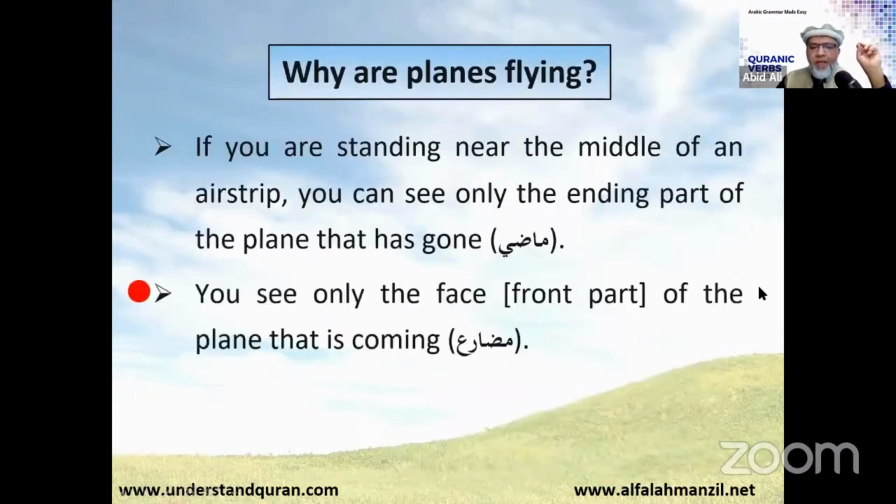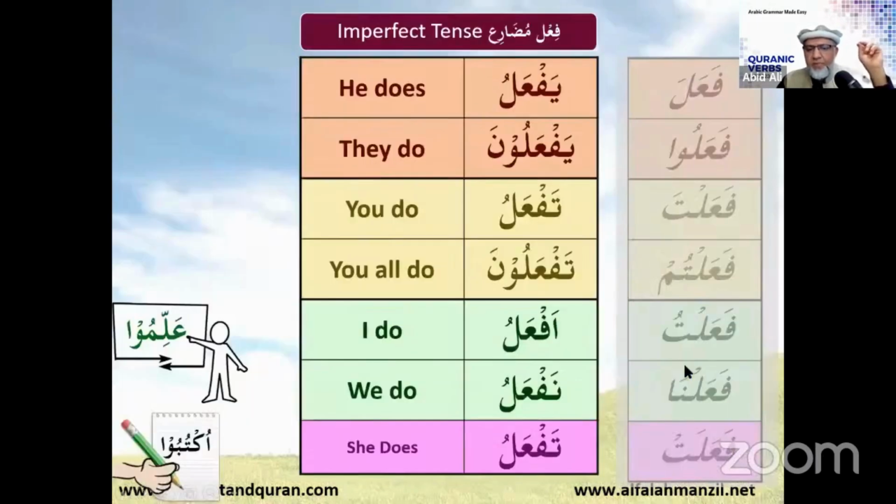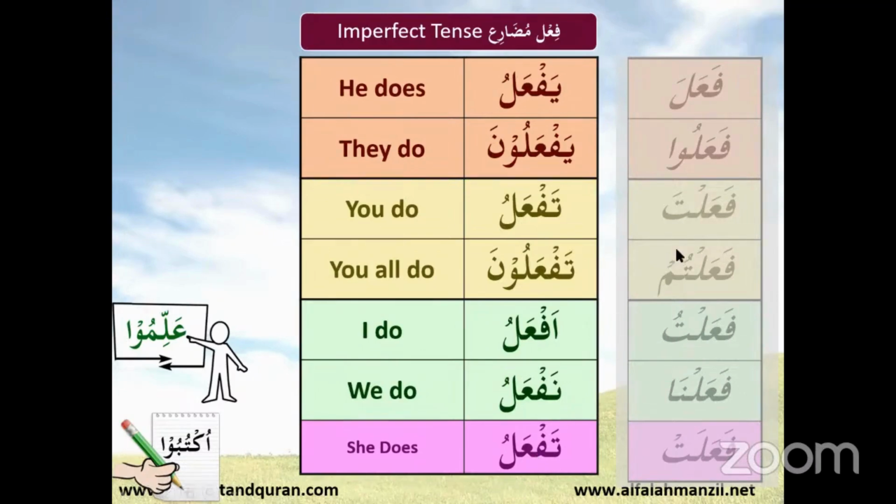Let's take a look at this. These are Madi: Fa'ala, Fataha, Ja'ala. Now look what happens. When you have Fa'ala, it will become Yaf'alu. If you have Fa'alu, it will become Yaf'aluna. Fa'alta, Taf'alu. Fa'altum, Taf'aluna. Fa'altu, Af'alu. Fa'alna, Naf'alu. Fa'alat, Hiya, Taf'alu. Is that making sense? Okay, more people? Yes, slowly. I think it's good, on track. No worries.